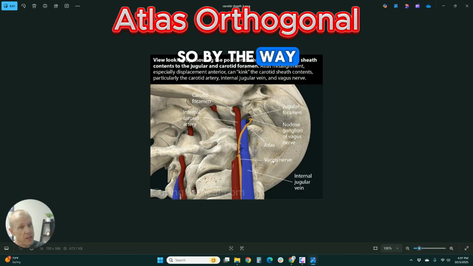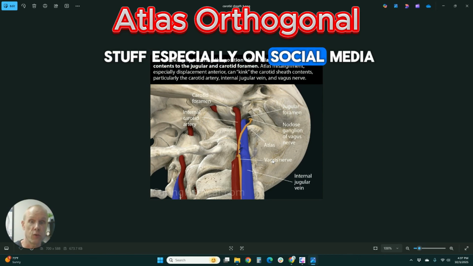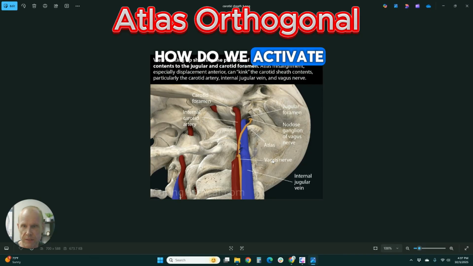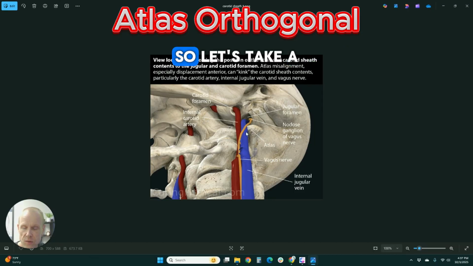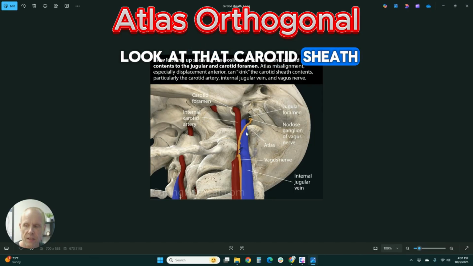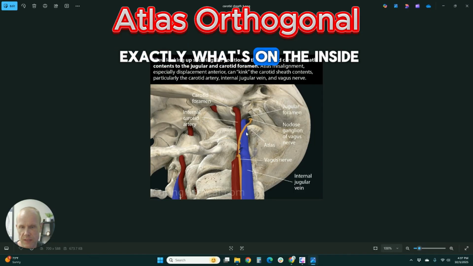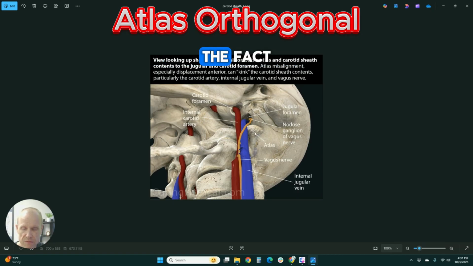So, by the way, for those of you interested in the vagus nerve, because I see this stuff, especially on social media: how do we activate the vagus nerve to get our bodies to relax? Well, it is not a woo-woo thing. There is really some physiology and anatomy here that's important. That vagus nerve is within the carotid sheath. So let's take a look at that carotid sheath anatomy and see exactly what's on the inside, while keeping in mind the fact that all of this is nestled against the transverse process of C1, I'm sorry.